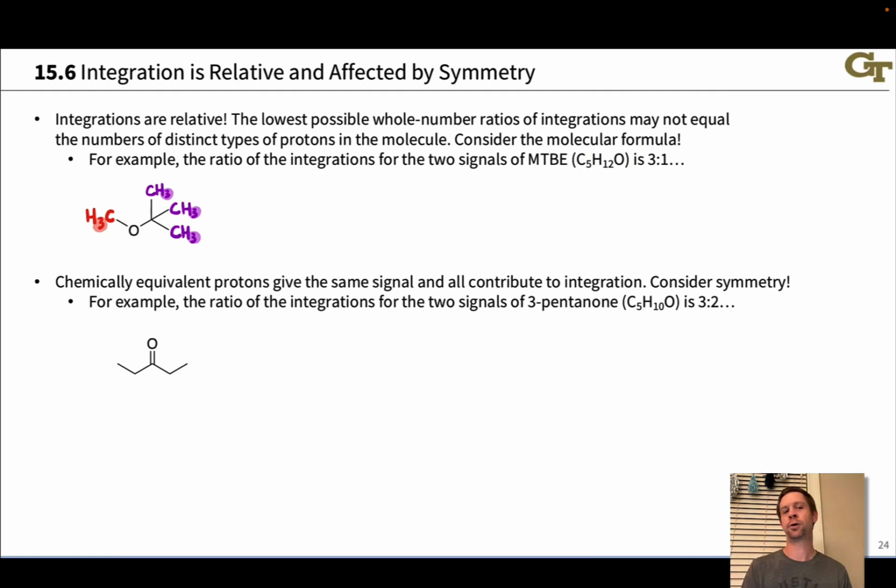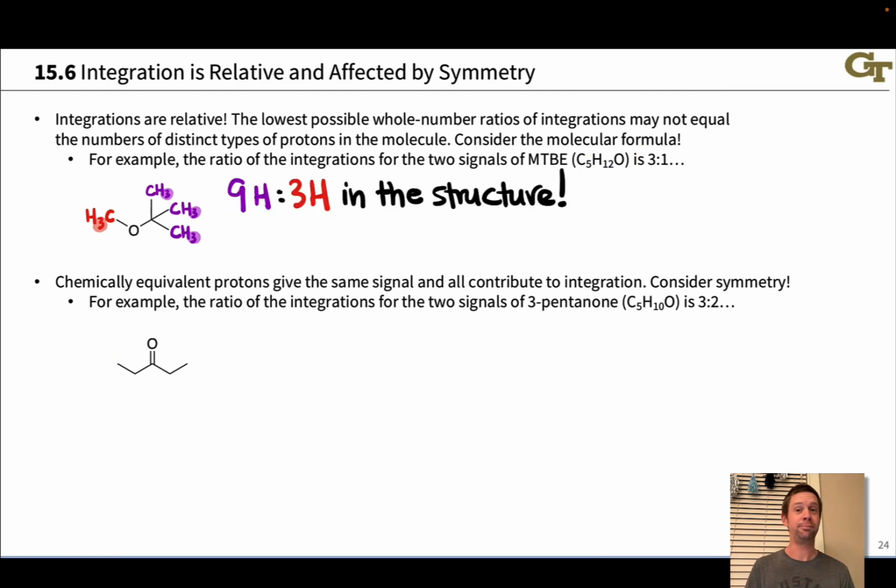So the ratio of the purple to the red hydrogens here is 9:3, which is of course mathematically equivalent to 3:1, but is not equal exactly to 3:1. So here we have chemically equivalent hydrogens contributing to integration and creating a situation where we have a ratio that's a scaled up version of the lowest whole number ratio. And this can get a little tricky if you're interpreting an NMR spectrum, if you don't know what the molecular structure is, and there are things like coupling and chemical shift that can come to the rescue.